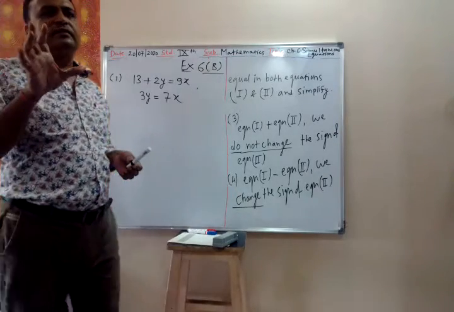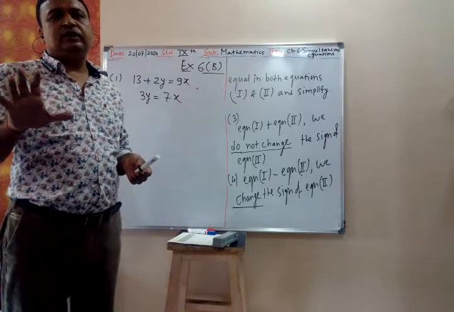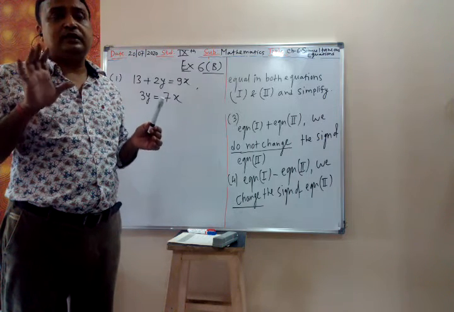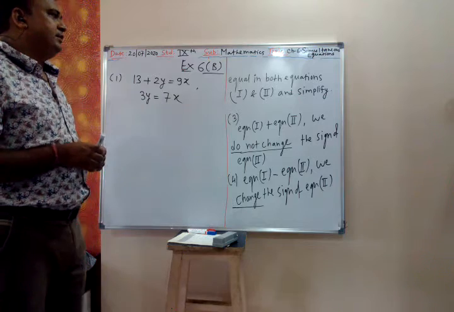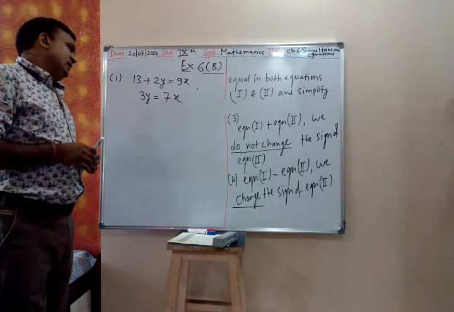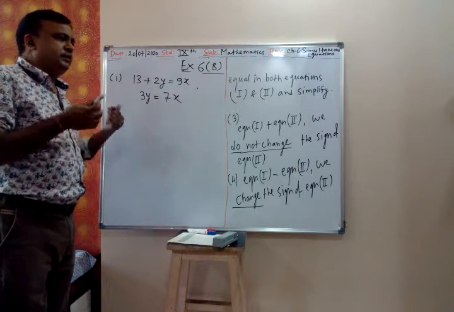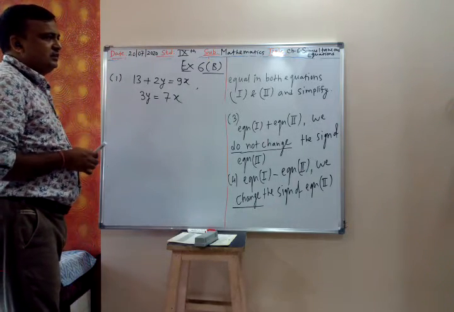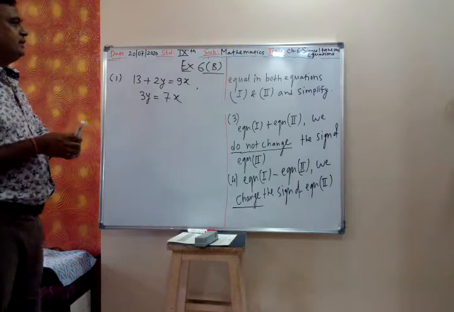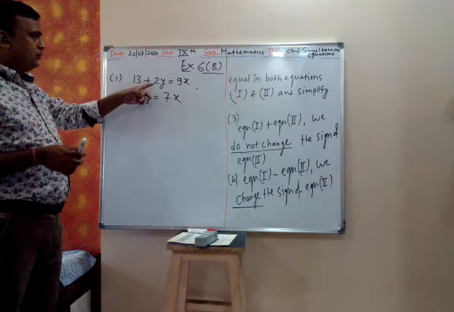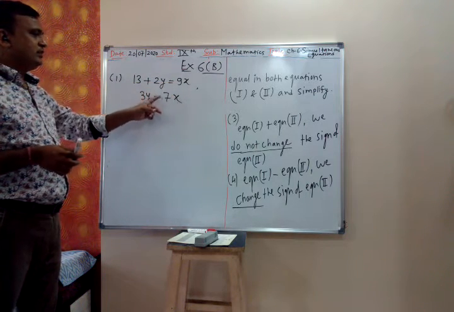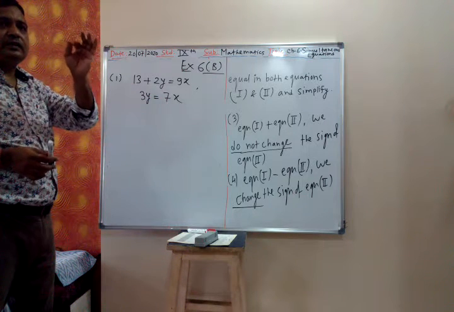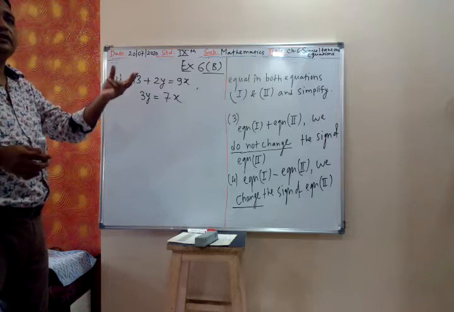If it is not given, then you are free to use any method. But if the method is specified in the question, you have to solve by that method only. If it is not given, then you can choose whichever method you want to apply. It is given 13 plus 2y is equal to 9x and 3y is equal to 7x. Now 6a was substitution method, and now this is by equating coefficient.